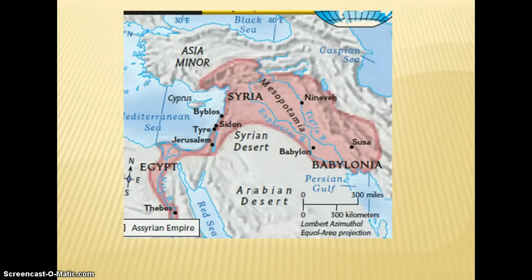So you can see when you look at the map that the red region is all the Assyrian Empire. Syria is right dead in the middle, so that was a good strategic location.